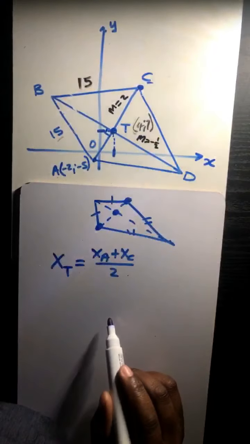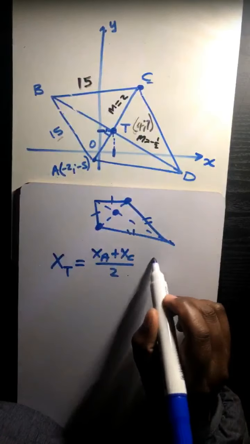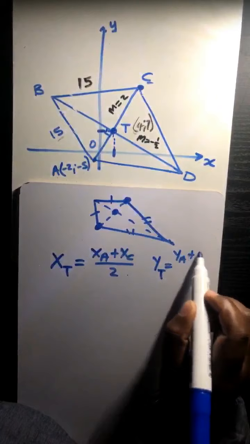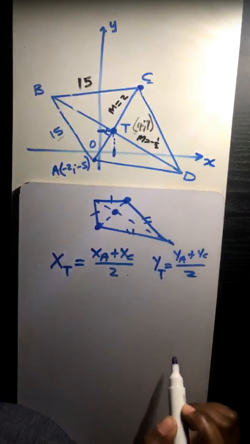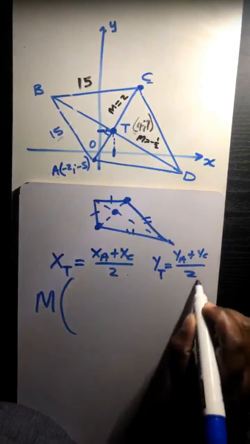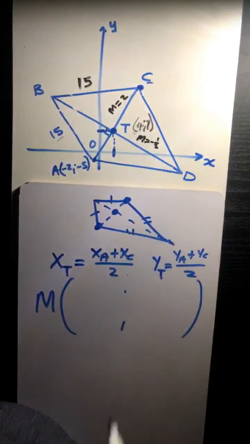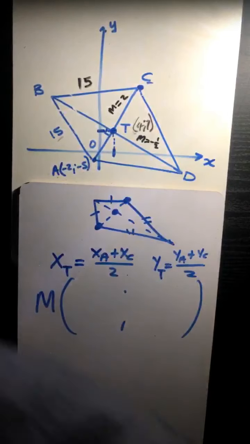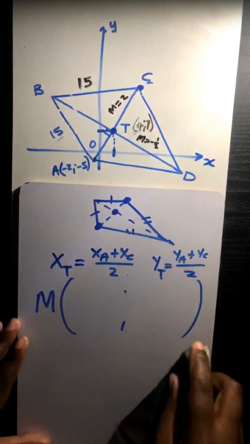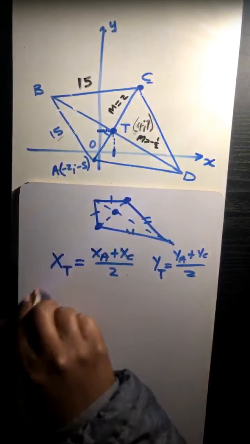You also do the same for Y. You can therefore say Y at T is equal to Y at A plus Y at C divided by 2. So it is the midpoint formula that you're going to use in this case, ladies and gentlemen. I just did that to remind you of the midpoint formula. But in this case, you need to be smart.